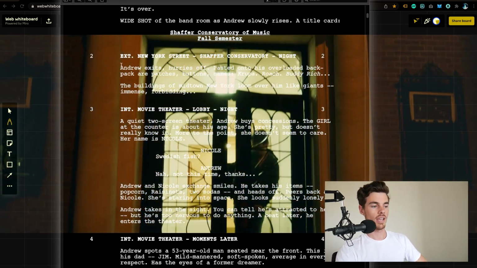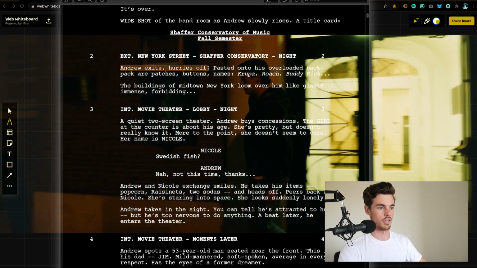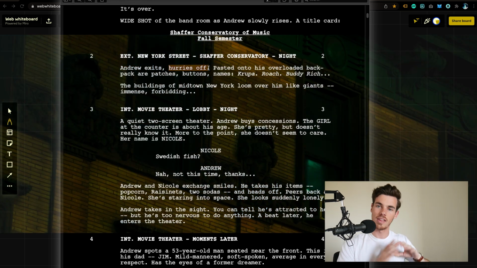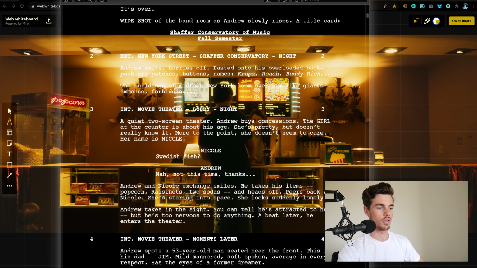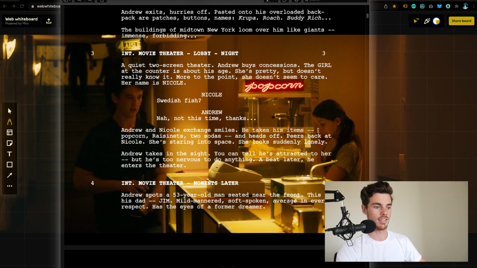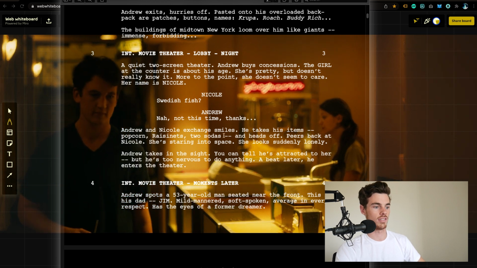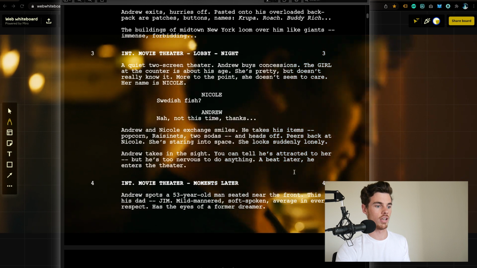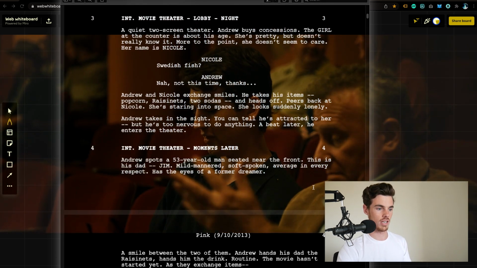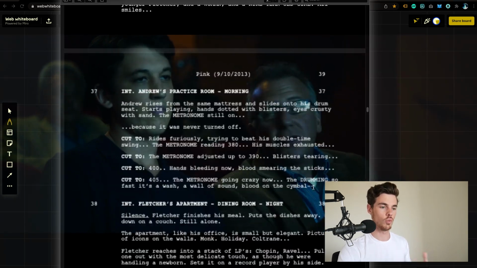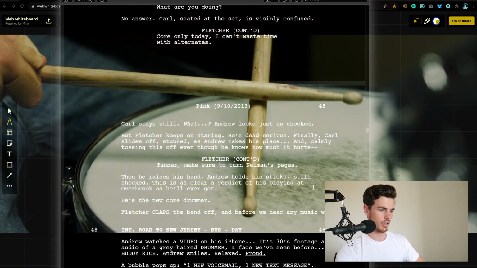So "Andrew exits, hurries off," for example, right? We have a noun, a verb, and then another action, and that's it, right? And a lot of the story is built with this sort of brevity, right? You'll see a lot of this as well. "He takes his items, dash, popcorn, raisinets, 2 sodas, and heads off," right? So it's quick explanation, quickly understanding what we are seeing and putting that onto the page, creating the visual of the movie that we're watching, okay?